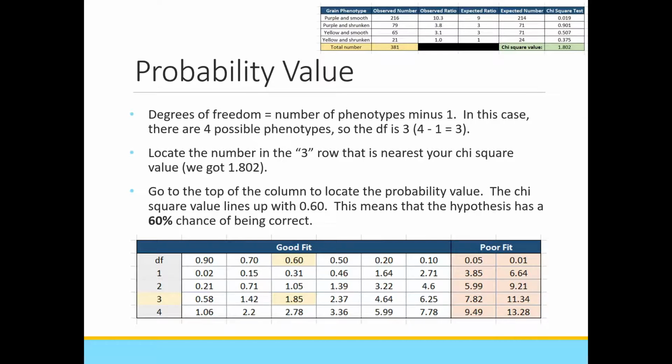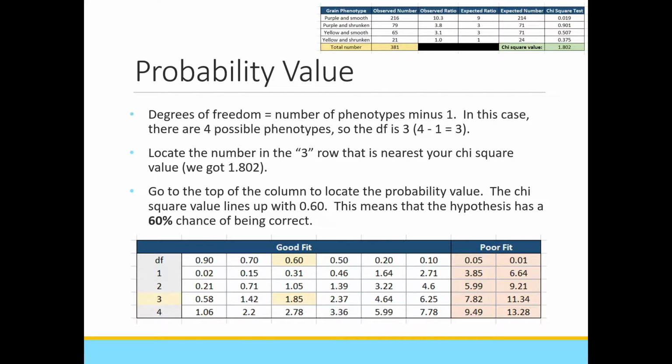So there's a few things we need to know. We need to figure out what the degree of freedom means. This is basically the number of phenotypes that we have for a dihybrid cross like this, minus 1. So remember, we have those 4 different grain phenotypes. We would subtract 1, and this would give us a DF of 3.